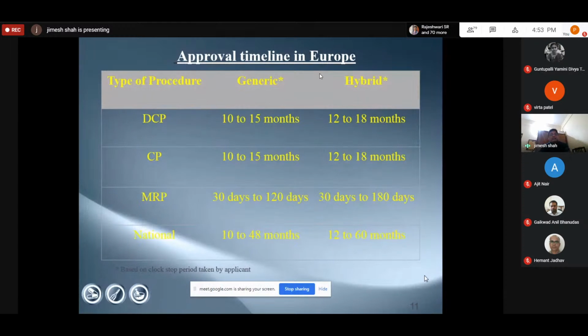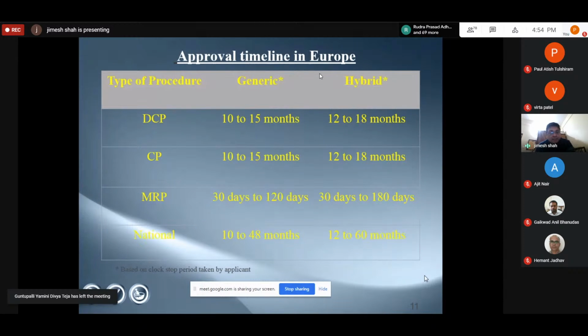Now, the approval timeline in Europe. It is also very interesting. If we file the procedure with the DCP, they have a different time. If we file with the CP, they have a different time. With the MRP also a different time, and national also has a different time. So we can start with the DCP part.